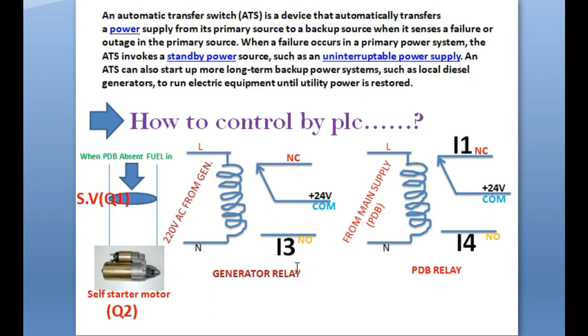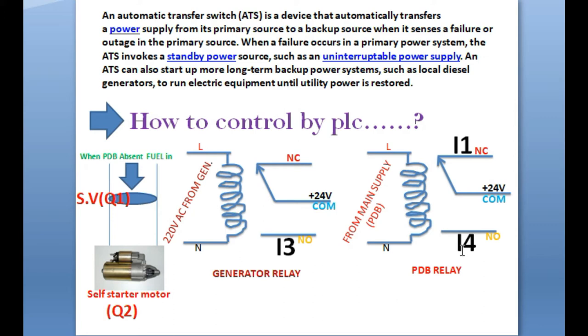That means your magnetic contactor, and Q3 will be on your main magnetic contactor. Q3 will be where electricity passes, which I will describe here. So friends, this is the generator relay, and this is the PDB relay. Its power is from the PDB, that is the main supply.